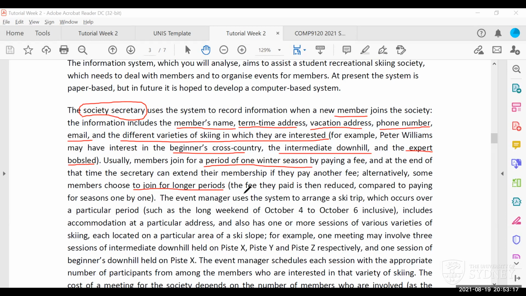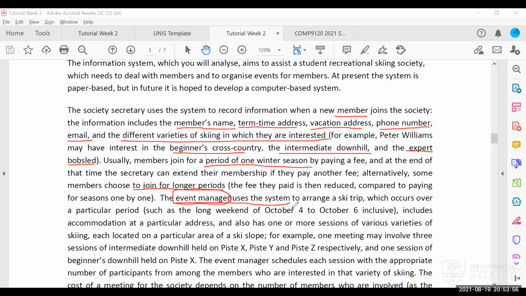Okay. I think someone mentioned something else. Event manager. Do we need to capture information about event manager? Event manager again uses the system. But do we need to model event manager? Do we need to capture this as an entity? In this case, event manager is just a user of the system. But do we really need to model this as an entity? That's the question we need to ask. Similar to society secretary, do we really need to model event manager as an entity?